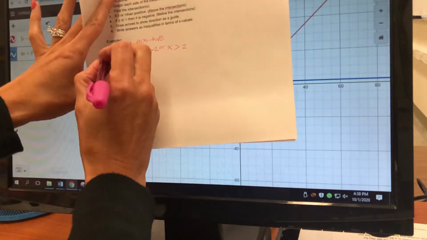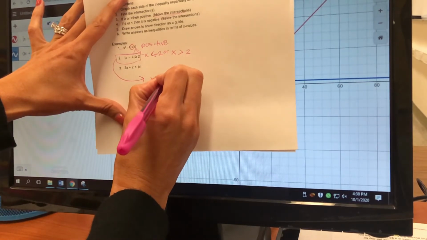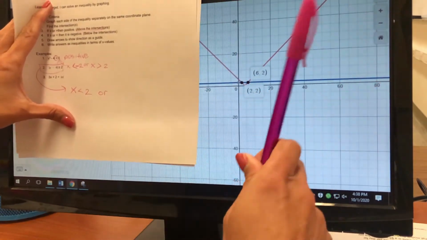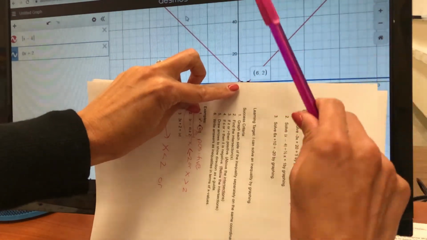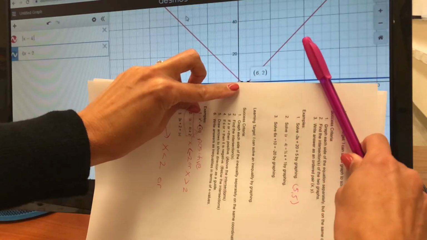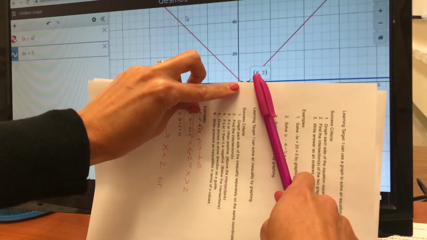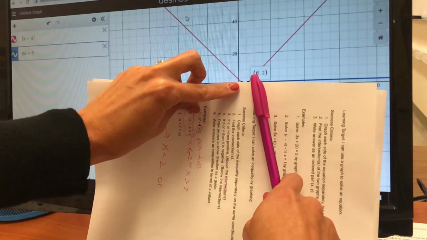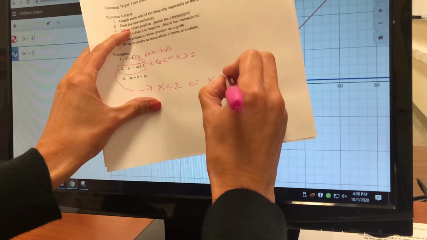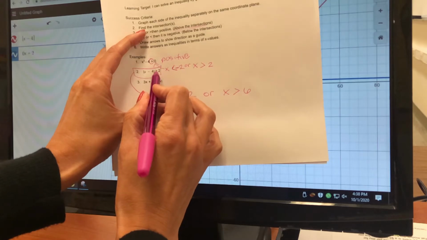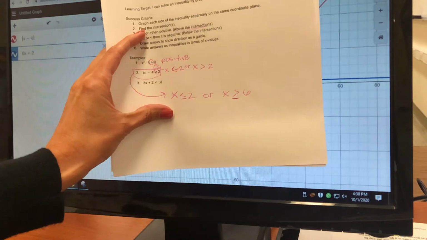X less than 2, or here's the other one. Remember, I'm just looking above. It's going towards positive infinity, so it's getting bigger. X greater than, use your x values, 6. And then I'm going to check my sign. It actually was or equal to, so do that.